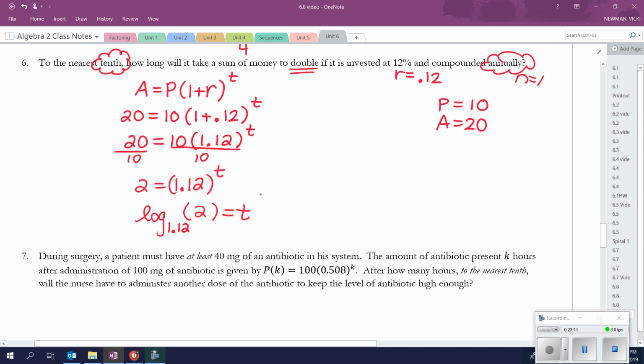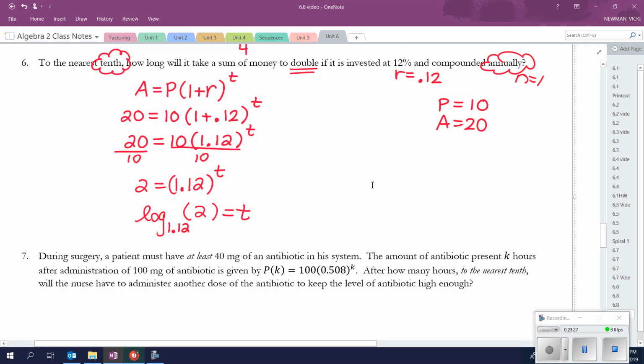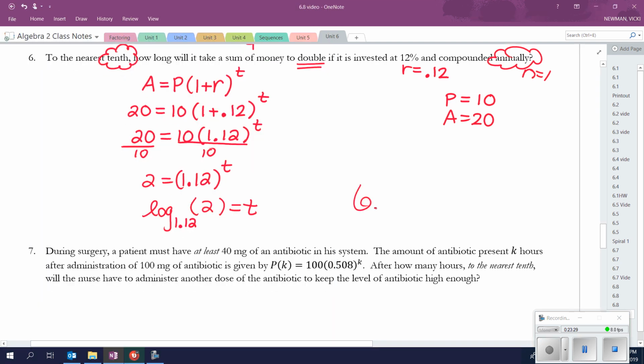We're rounding to the nearest 10th when we put this in the calculator. So log base 1.12 of 2. 6.11, so 6.1. 6.1 years.